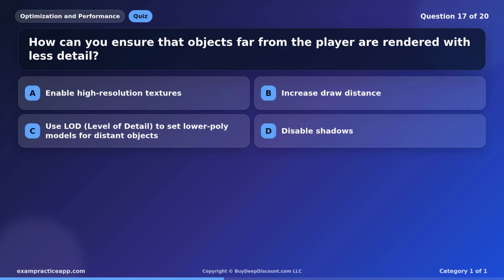The correct answer is option C. Use LOD, level of detail, to set lower poly models for distant objects. Explanation. Using LOD for objects allows lower poly models to be rendered at greater distances, reducing GPU load and enhancing performance.